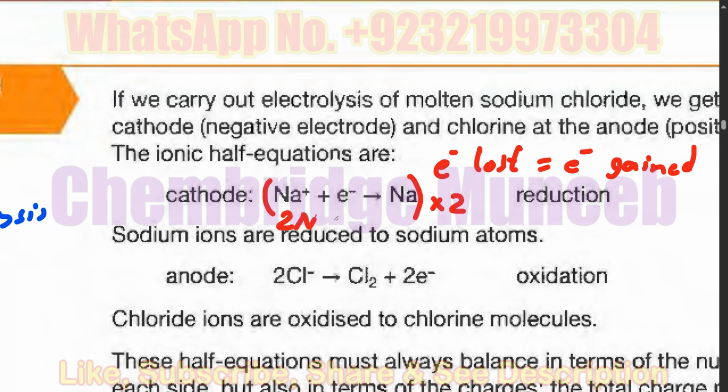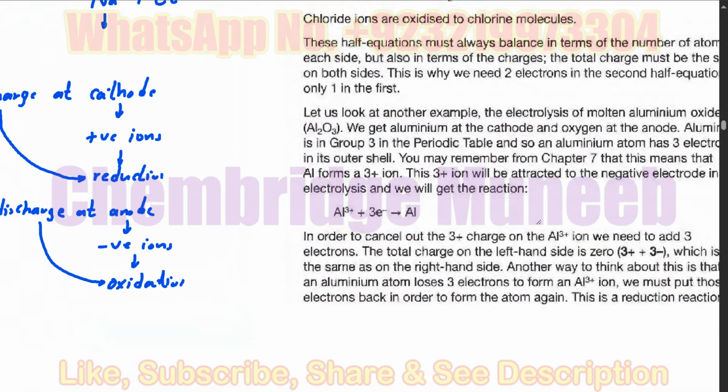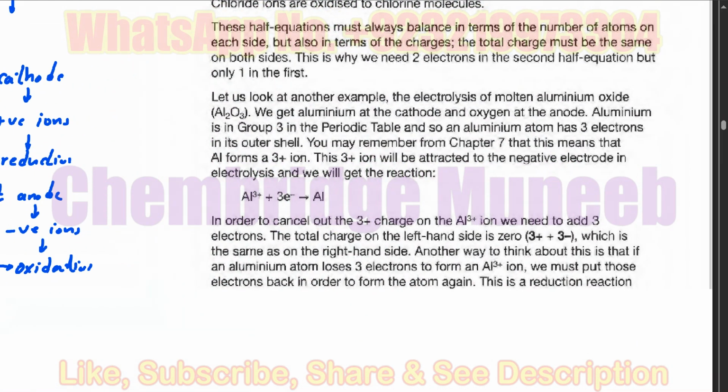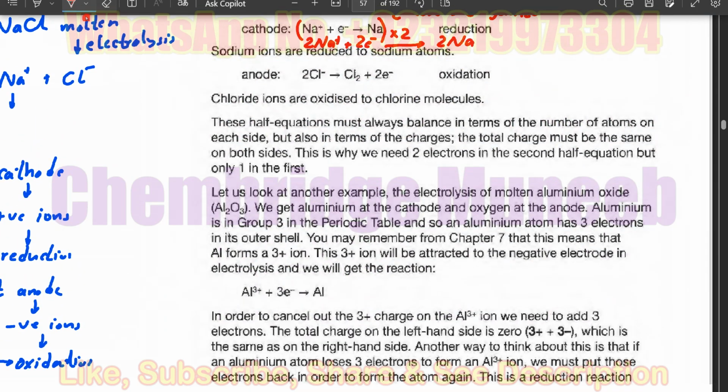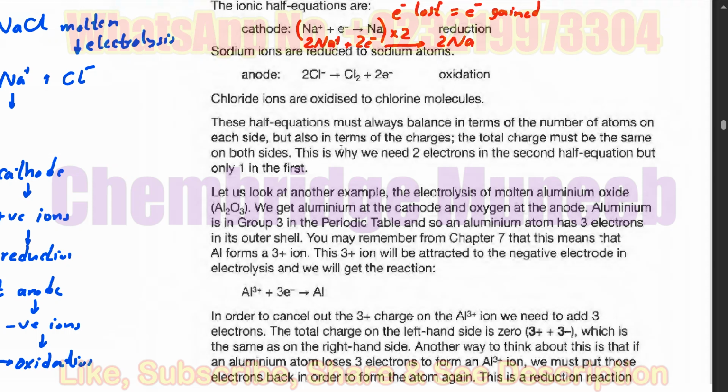So 2 Na plus 2 electrons, and as a result you will get 2 Na atoms. Is that clear? Yes. So that's what you have to do. You have to balance the number of electrons in the oxidation and reduction reactions in every case. Mind it, you have to do this in every reaction whenever the electrons are not balanced.